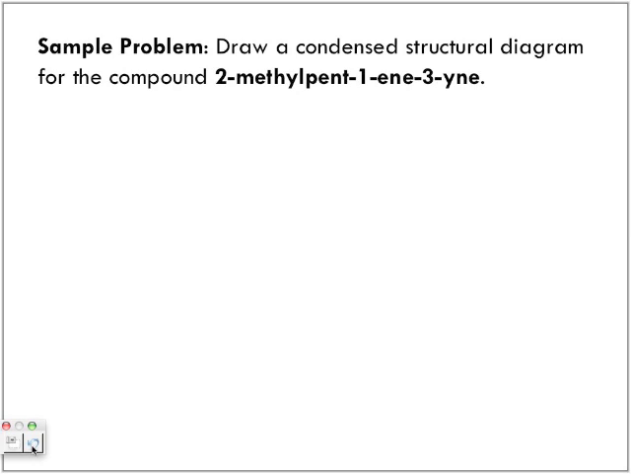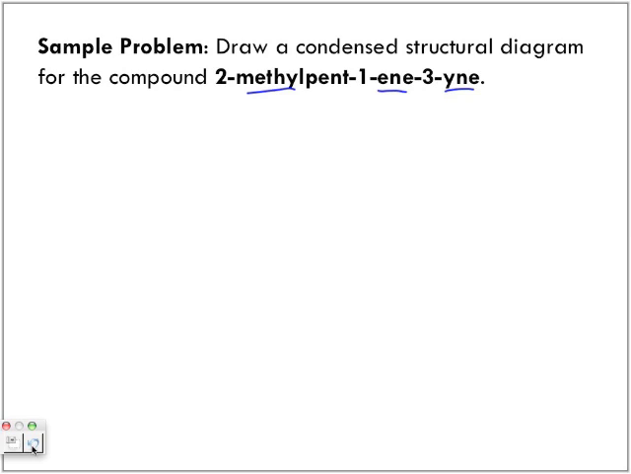So let's look at this last sample problem. Draw a condensed structural diagram for the compound 2-methyl-pent-1-ene-3-yne. So take a moment, try this one out. This is one of the tricky ones that I said, right? So break it down, figure out how many carbons are in the main chain, where my double bond and triple bond are, because I now have a double bond to show and a triple bond, as well as my methyl group. So take a moment, work this one out, see if your answer comes out the same as mine.